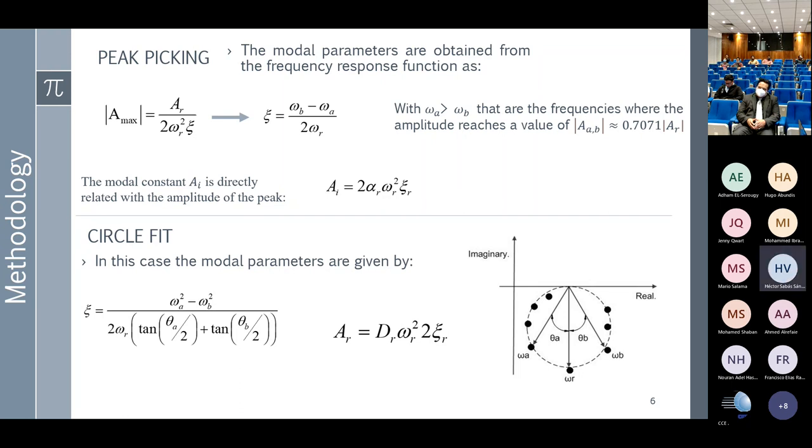For the circle fit, the modal parameters are given by the first equation below, where omega sub r is the undamped natural frequency that is determined graphically, and the angles theta a and theta b are shown in the figure. The diameter of the circle is directly related to the modal constant, as shown in the second equation below, where d sub r is the diameter of the circle obtained by a fitting method such as least squares. The circle fit technique is more complex and requires trigonometric calculations. In the case of peak picking, we only need a few points of the frequency response function, and most of the time we can obtain the missing points using cubic interpolation techniques. And peak picking is quite simple since no derivatives are needed.